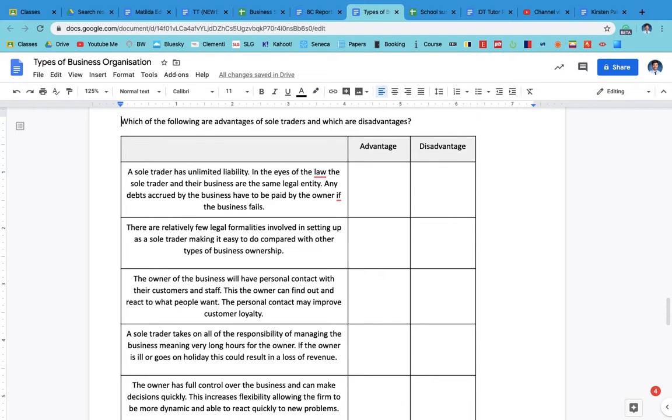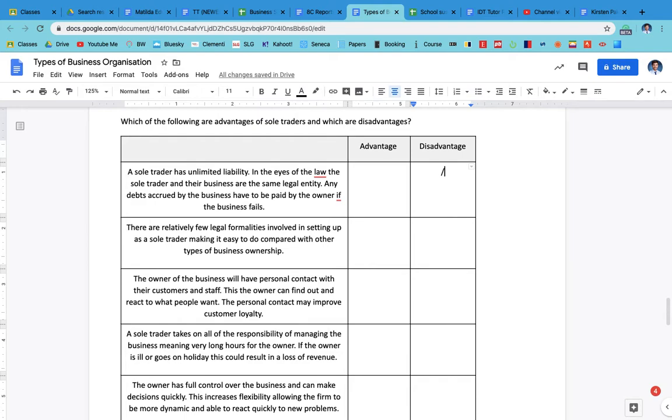So a sole trader has unlimited liability. In the eyes of the law, the sole trader and their business are the same legal identity. Any debts accrued by the business have to be paid by the owner if the business fails. So that, of course, is a disadvantage. As we said, unlimited liability is quite risky. If the debts of the business are the debts of the owners, therefore that's a disadvantage.